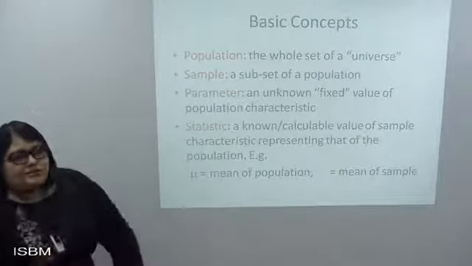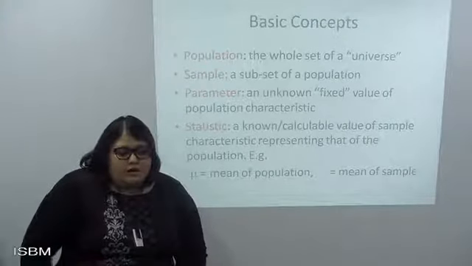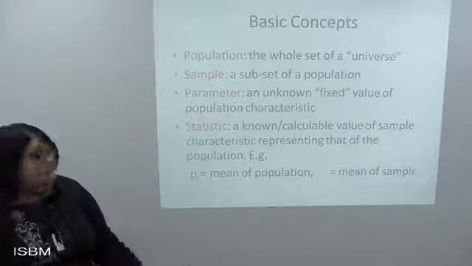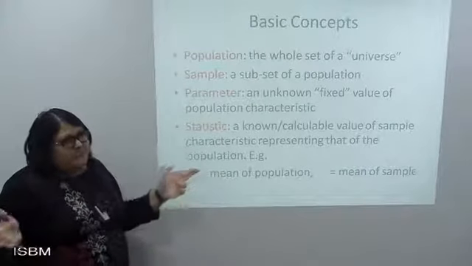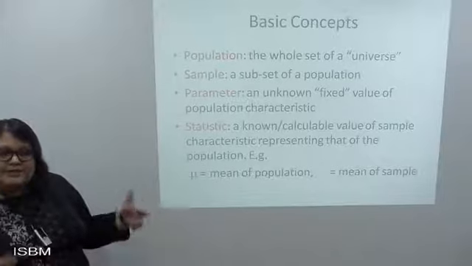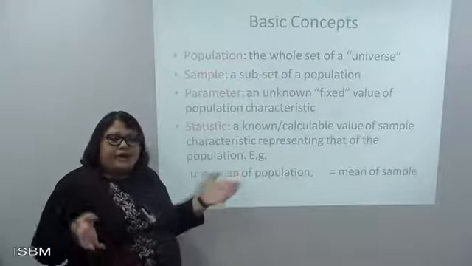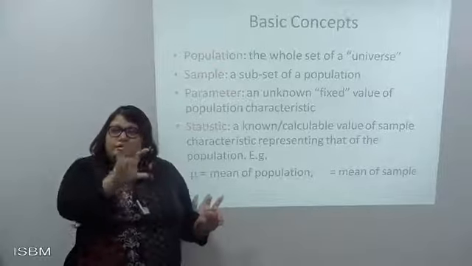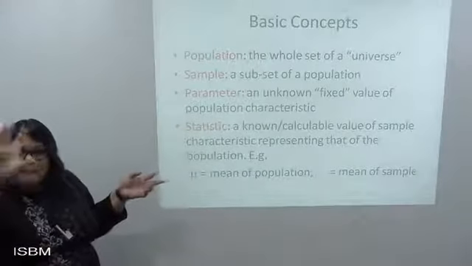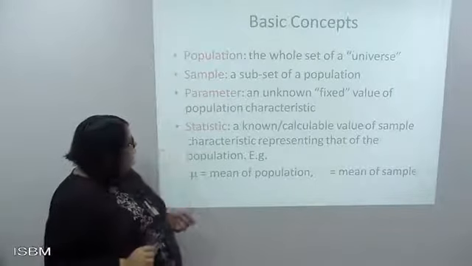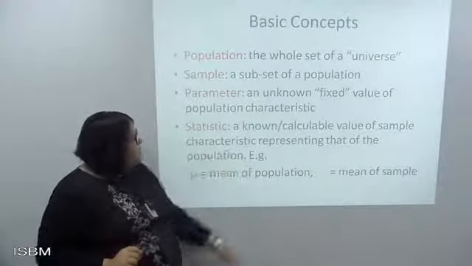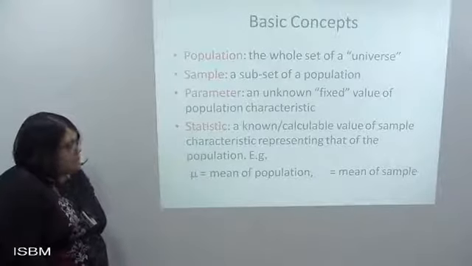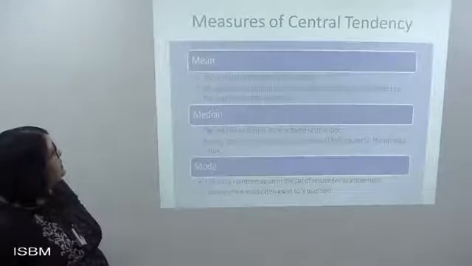Then you have parameters, an unknown fixed value of population characteristics. So if I am asking you to do a sampling survey on the Islamic nature in a particular society, you will have certain parameters. So people who read the Quran, people who wear their dressing in a certain mannerisms, people who have different food habits, and so on. Based on that, you're using parameters to statistically tell the different segregation of your entire population via one Islamic sample. Then, in other words, a statistic is a known calculable value of sample characteristic representation of the population. So, mu is the mean of the population or the mean of the sample.